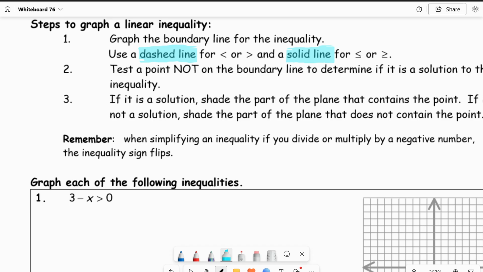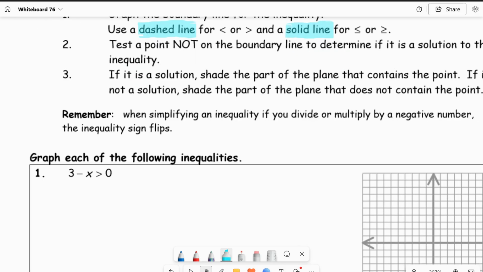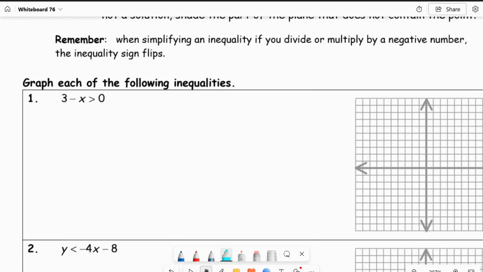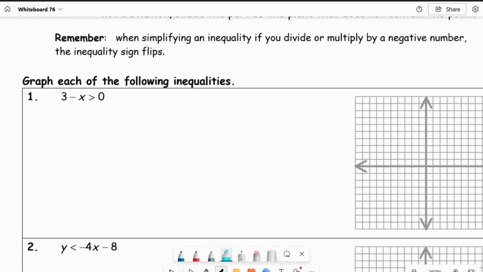The second step is you will test a point that is not on the boundary line. That way you can figure out which side of the boundary contains your solutions. From there, you will shade the part that contains the point that would be true for your inequality. Okay, remember, flip your inequality if you multiply or divide by a negative number. So let's get after one of these.